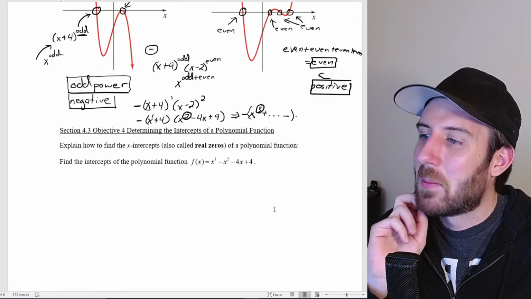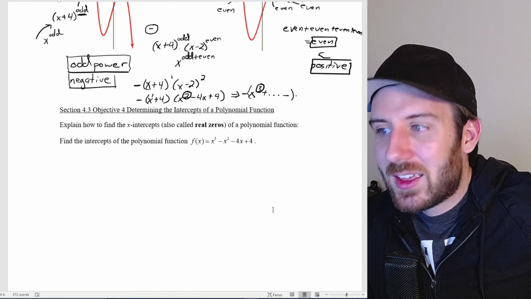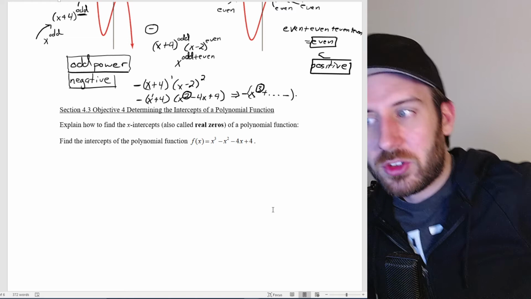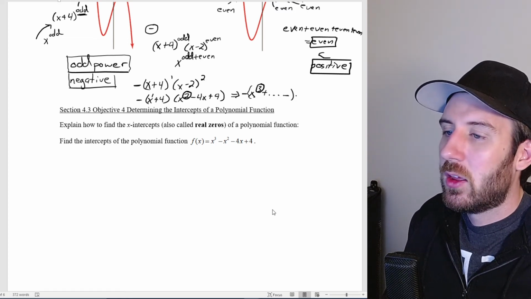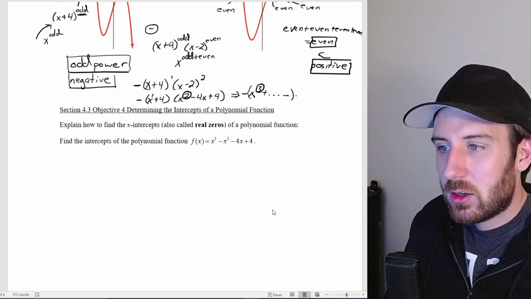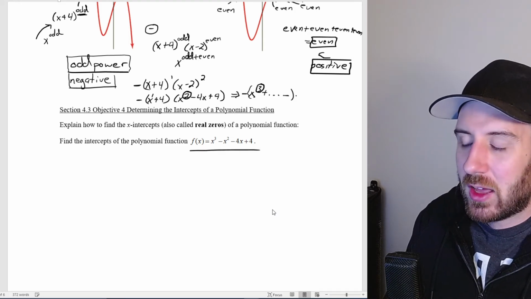Interesting. Okay, so explain how to find the x-intercepts, called the real zeros, of a polynomial function. Well, we've been doing that. That's exactly what we've been doing, trying to find the zeros. But this one here doesn't have multiplication happening yet.